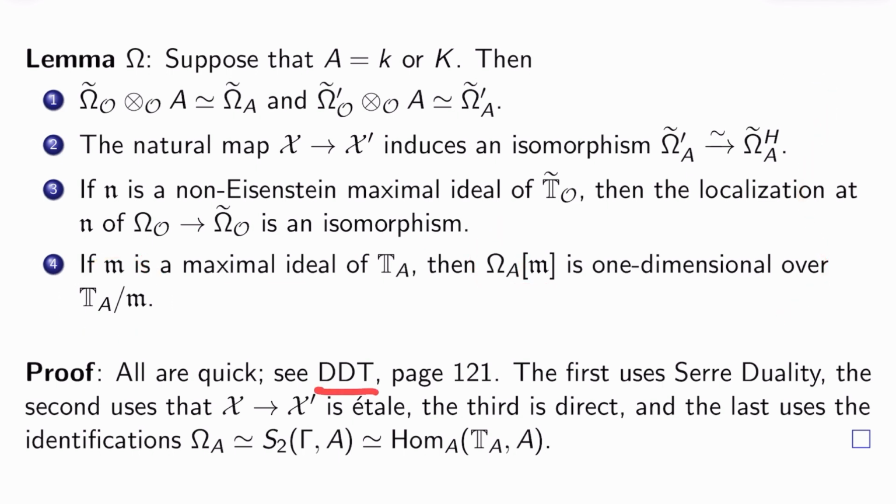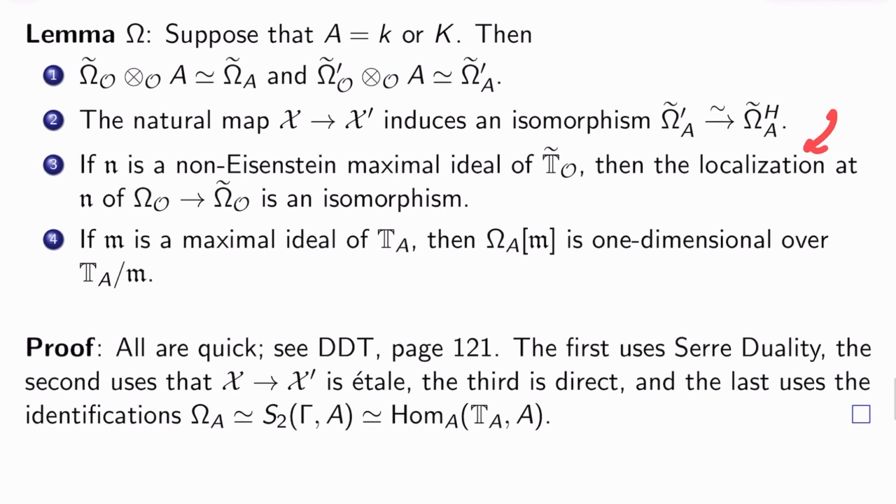For example, you could see DDT, page 121. The first guy uses Serre duality. The second guy uses the fact, which we talked about a second ago, that the map from script X to script X tilde is a torsor. The third is a direct check. And the last one uses the identifications, omega A with S2 gamma A with homomorphisms from T sub A to A, which we already know about from above and from previous videos. Okay, so there's not too much depth to this.